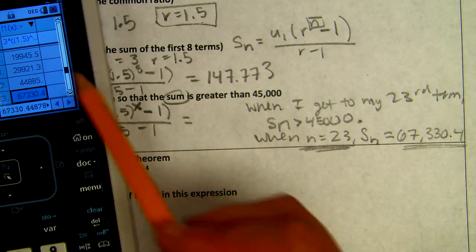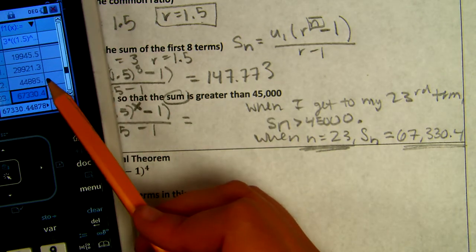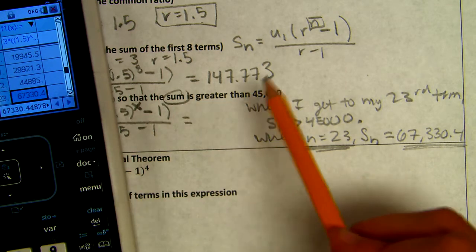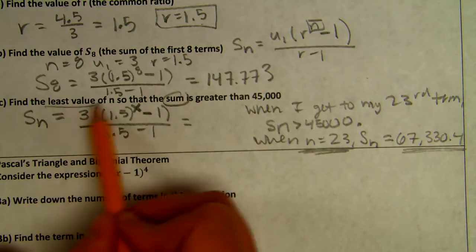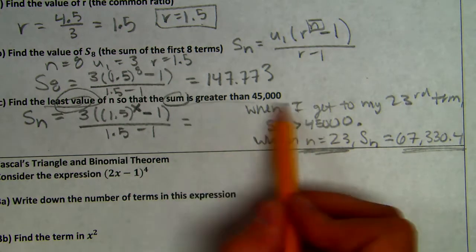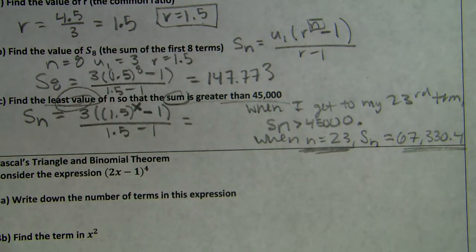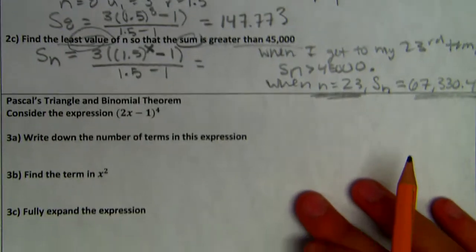Why don't we use the one before? This one, the 44,885. That one's not greater than 45,000, right? I'm looking for the least value so that it is greater than 45,000. So we want to make sure that that number we're putting down is actually bigger than the one that we're doing. Good. So that was our last sequences and series problem.